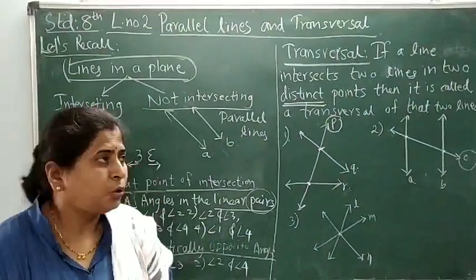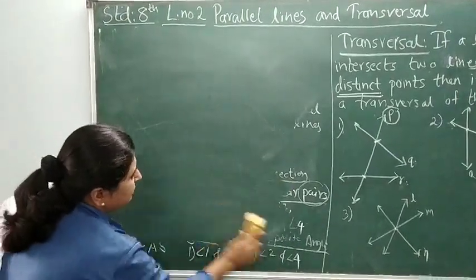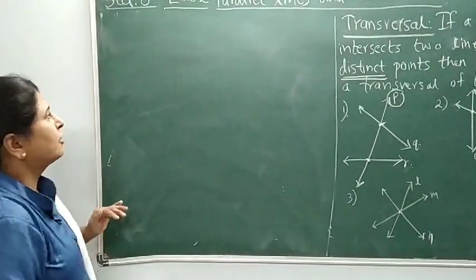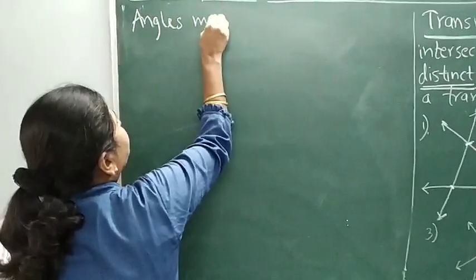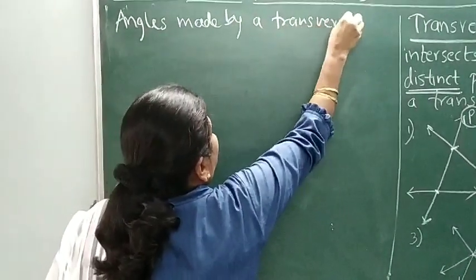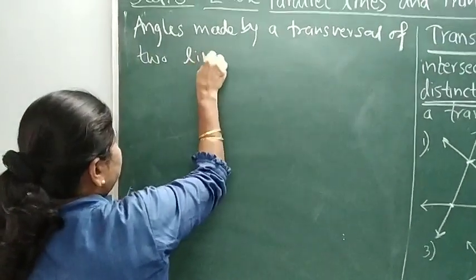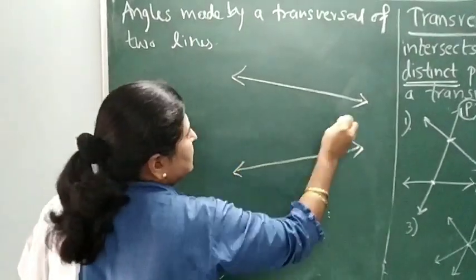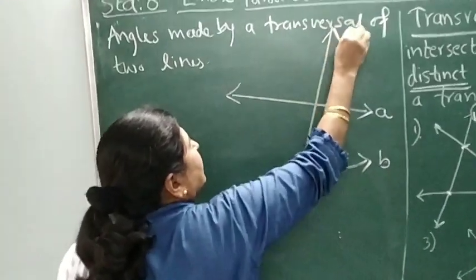Now let's come to learn about the angles made by a transversal of two lines. Okay, so let's come to the next part: angles made by a transversal of two lines. Let me draw two lines first. Say line A and line B, and suppose this is the transversal line C.